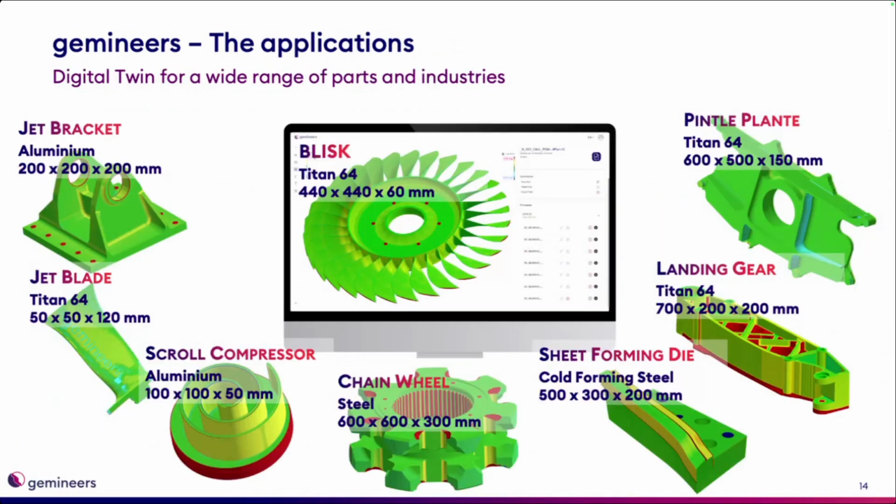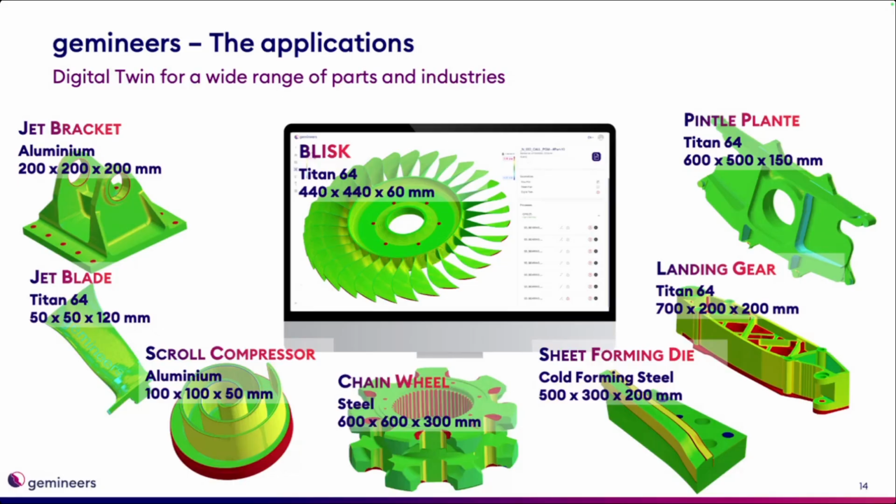And this does work for a lot of different kinds of applications or different kinds of parts. Smaller aluminum parts like the jet bracket here, or really big parts like this chain wheel or this pintle plate, the blisk. At the end, everything started a little bit with the blisk manufacturing. So also when you visit our website, you see a lot of this blisk manufacturing, but also, for example, the tool and die industry.